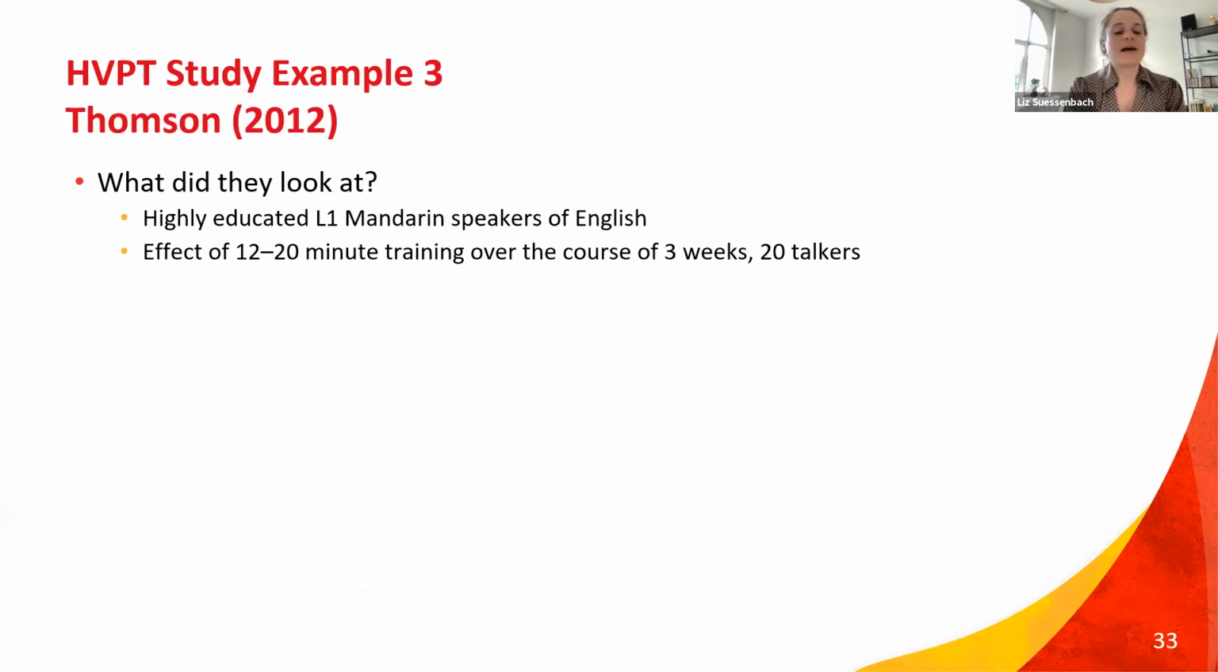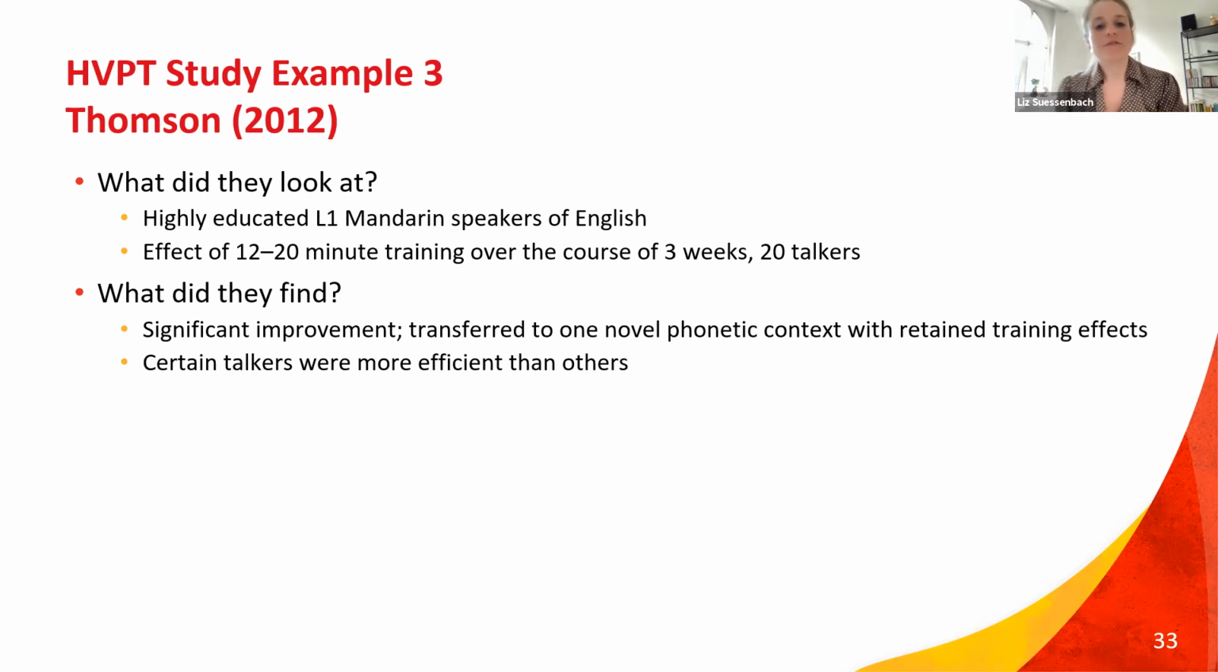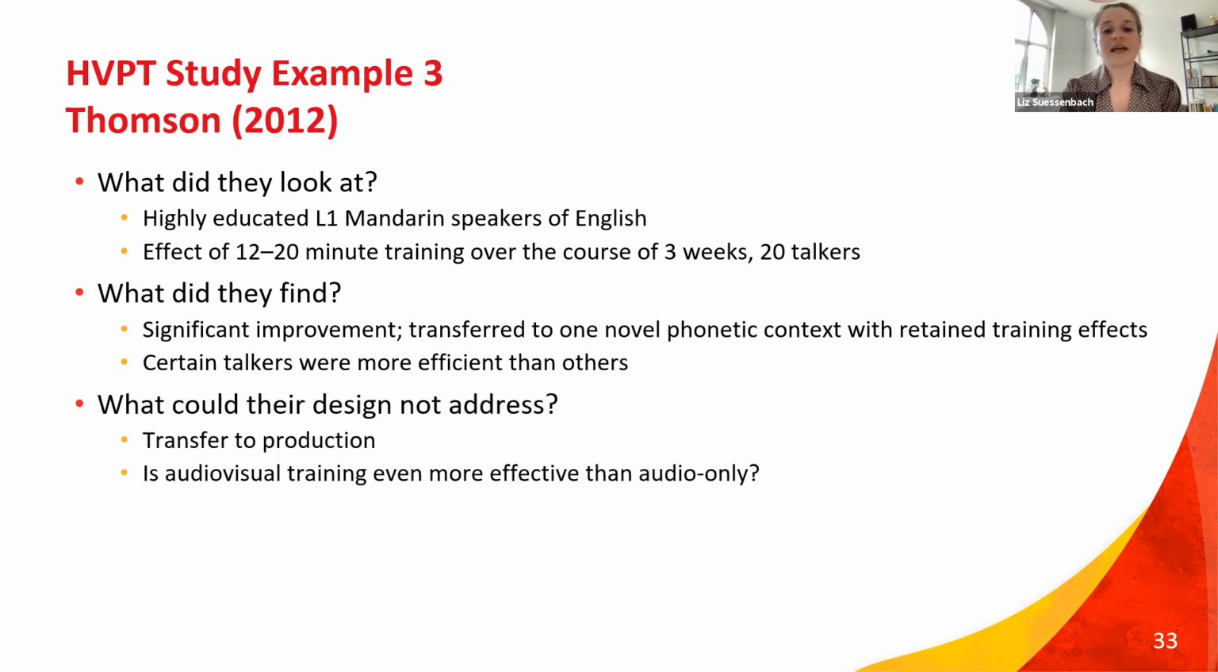A second study by Thompson looks at highly educated L1 Mandarin speakers of English and the effect of 12 to 20-minute training over the course of 3 weeks. And they used 20 different speakers to train them on individual sounds of English, and those were, I think, 20 sounds. And there was significant improvement, and that transferred to one novel phonetic context with retained effects. And they also found that certain talkers were more efficient than others. So that also suggests that there might be some highly individual detail to these speakers.